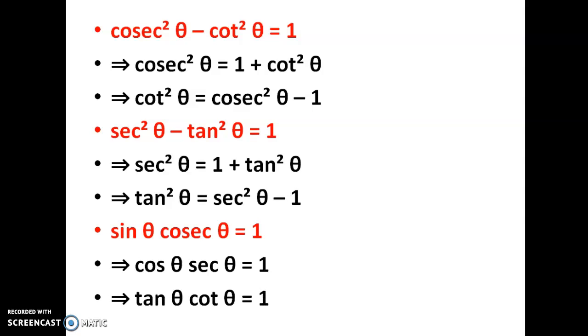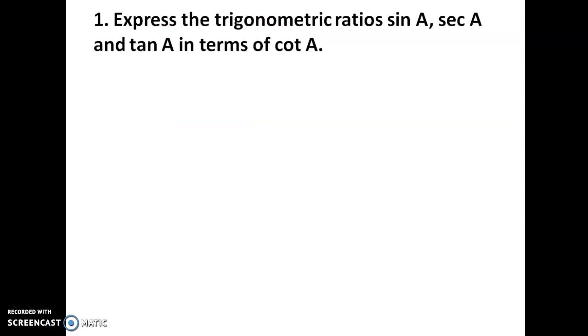Tan theta into cot theta equal to 1, because cot theta is equal to 1 by tan theta. That's why we are getting 1 when you multiply tan theta and cot theta. So with these identities we can solve the exercise 11.4.